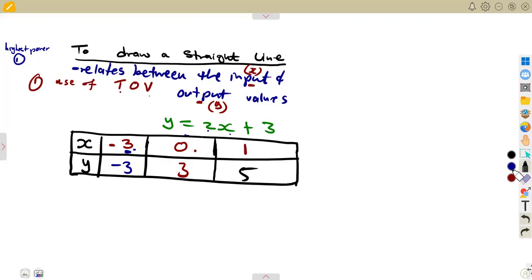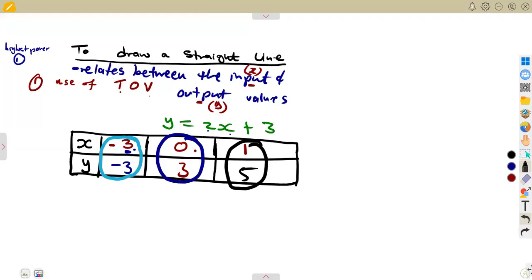So it's something that is corresponding, a point. This one is a point: x is -3, y is -3. This one is a point: x is 0, y is 3. This one is a point: x is 1, y is 5. With these points, you can draw a straight line by marking these points on your Cartesian plane.